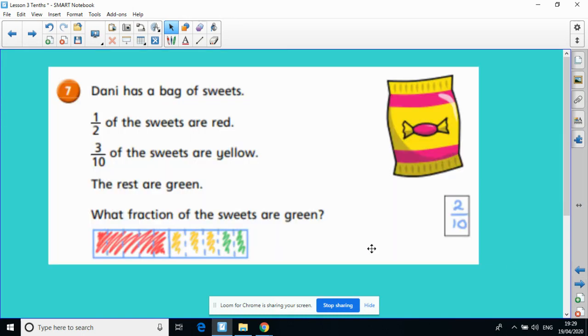So Danny's bag of sweets, we have a 10 frame and we have split it into 10 equal parts. Half of 10 is 5. So 5 of the parts are shaded red. 5/10 is a half. 3 of the tenths are yellow. So we've shaded in 3/10, which leaves 2 parts, 2 of the 10, green. 2/10 were green.